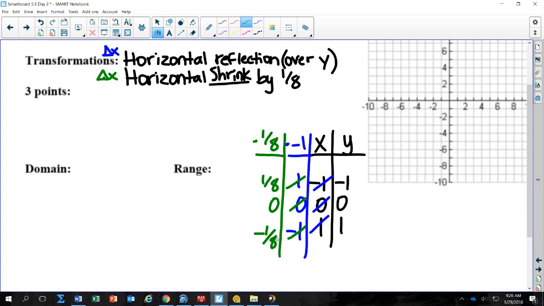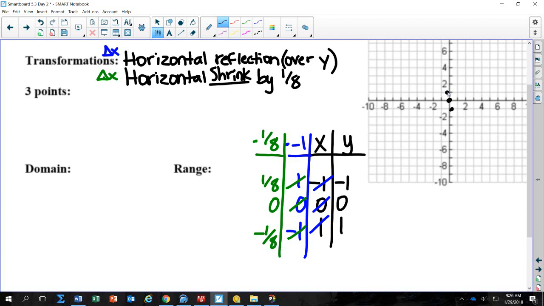Any questions about that? Now, all those points are going to be super close together, right? 1/8, -1. That's really, really close to that y-axis there. 0, 0, and -1/8, +1. So that's going to be right here. See how close all those points are together? This is the only time where it might be good to use the parent points -8, -2, and +8, +2, so that you can get some points that are a little bit further away from that y-axis.